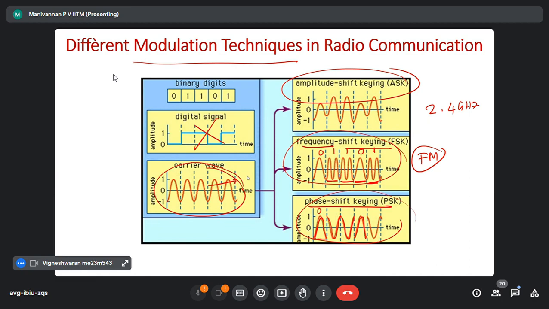Before I forget, there's a relationship, note down, between the formula, correct? Why you are doing modulation, already told.